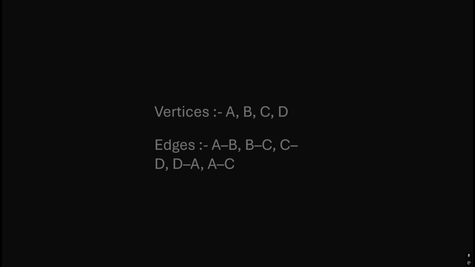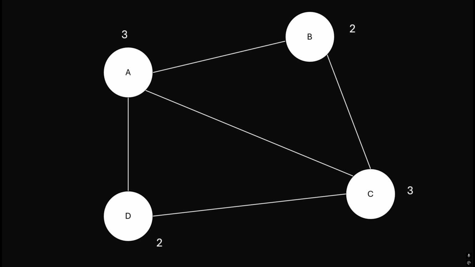For example, take vertices A, B, C, D, and edges A-B, B-C, C-D, D-A, and A-C. This is the graph, and here are the degree calculations. A has degree 3, B has degree 2, C also has degree 3, and D has degree 2. Now I draw the diagram and add some edges to connect.